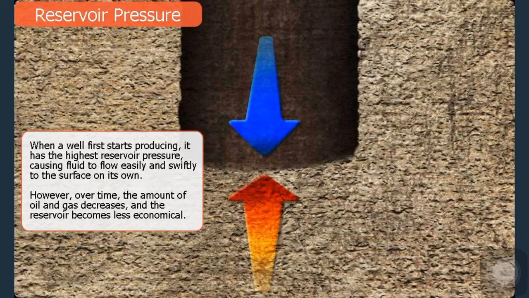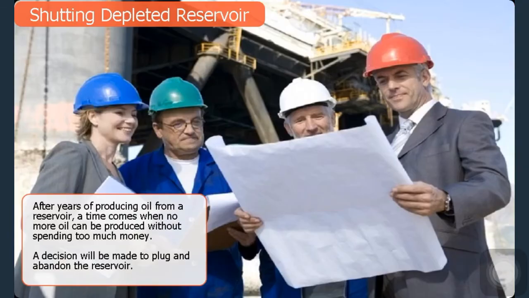When a well first starts producing, it has the highest reservoir pressure, causing fluid to flow easily and swiftly to the surface on its own. However, over time, the amount of oil and gas decreases, and the reservoir becomes less economical. After years of producing oil from a reservoir, a time comes when no more oil can be produced without spending too much money. A decision will be made to plug and abandon the reservoir.